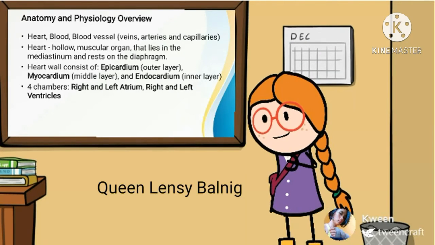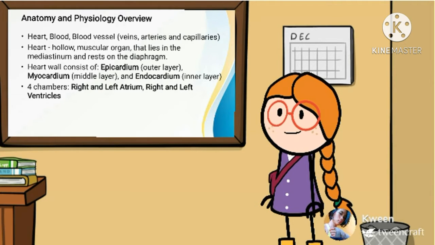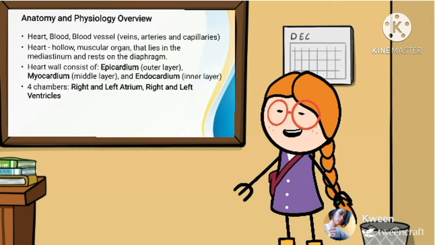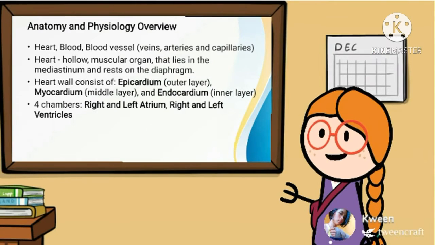Hi, I'm Queen, and now let us discuss a brief overview of the basic anatomy and physiology of the cardiovascular system. The cardiovascular system is composed of three main parts: the heart; blood, which is composed of red blood cells, white blood cells, platelets, and plasma; and blood vessels, which are composed of veins, arteries, and capillaries.